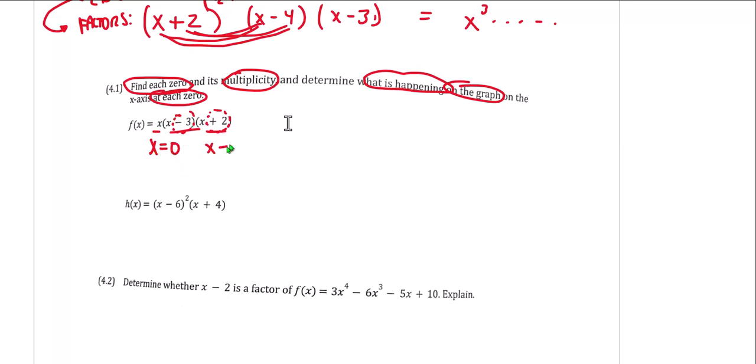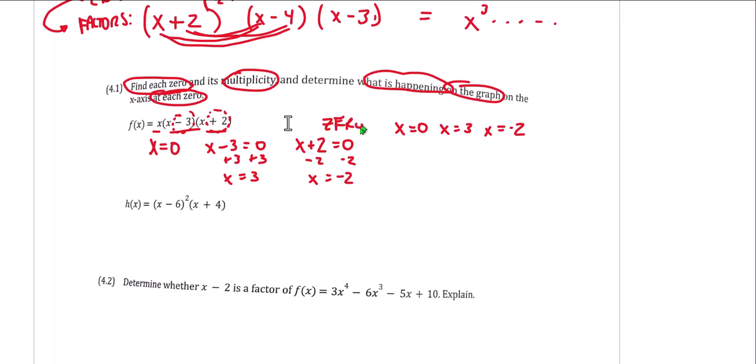This next one, if I set x minus 3 equal to 0, I add 3, I get x equals 3. And again, you can arrive at the zero, x equals 3, by simply flipping the sign on the number here in the factor. So x equals 3 is another zero, and then I'm going to set this last factor equal to 0, and I'm going to solve for x, and I'm going to get negative 2. I'm going to rewrite those over here. x equals 0, x equals 3, x equals negative 2. Those are my zeros.